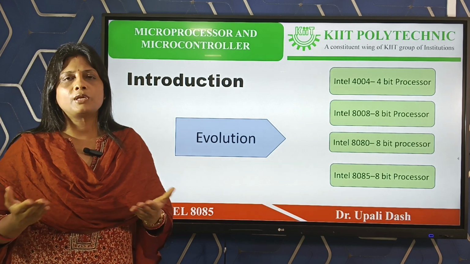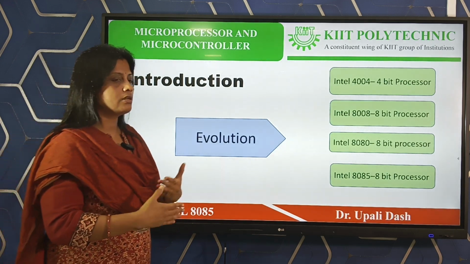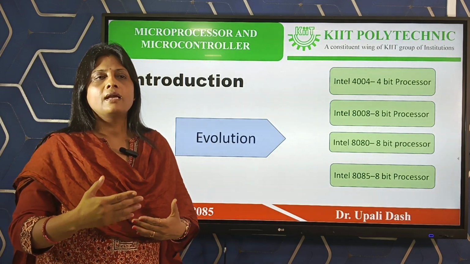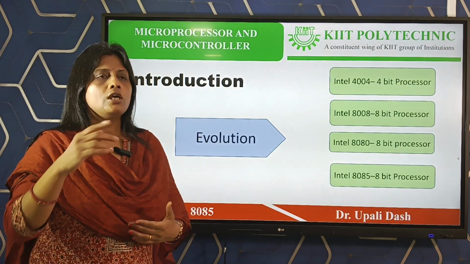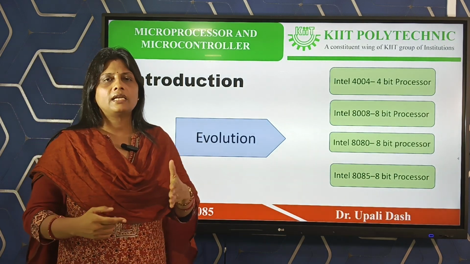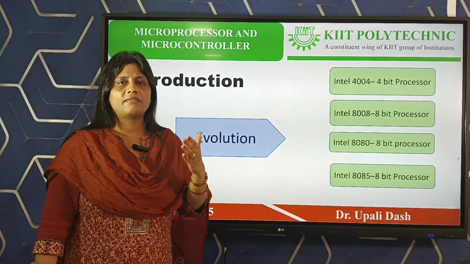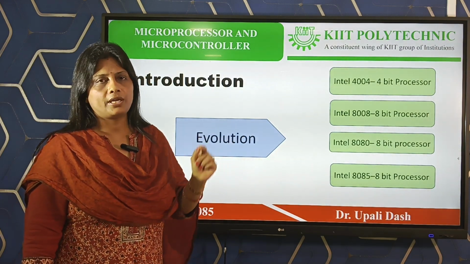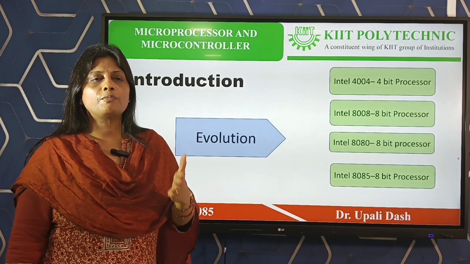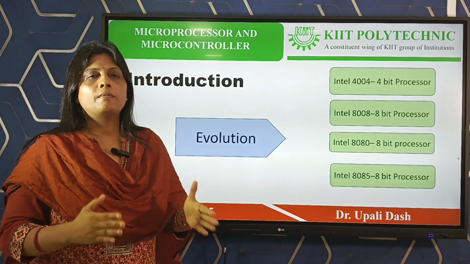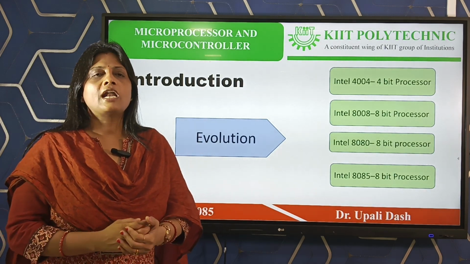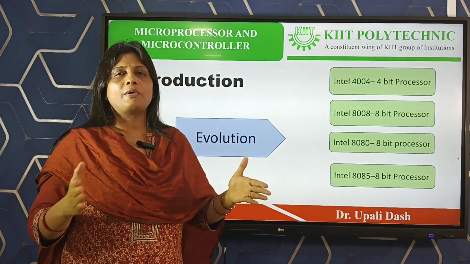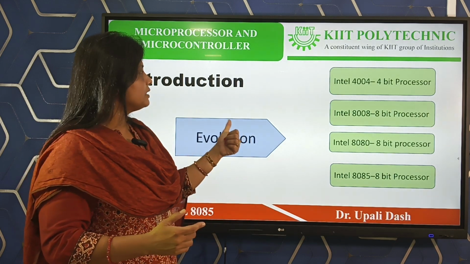But the limitations were many, because when the data range became vast, we wanted to improve the processor capacity from 4-bit to 8-bit. So in subsequent years, in 1973, we got the processor Intel 8008. It is an 8-bit processor. The 4-bit processor could solve many things, but with the improved 8-bit processor, our data frame is increased. We can do many more tasks as compared to the 4-bit processor.